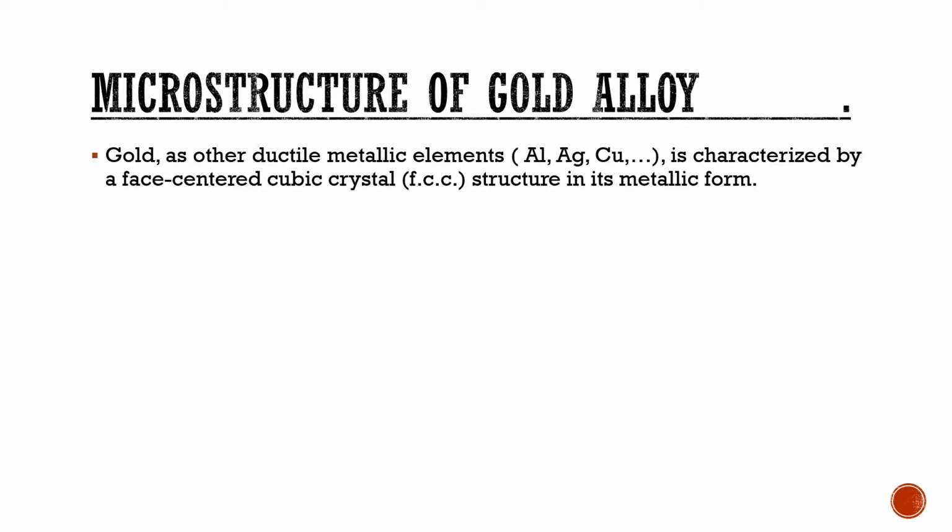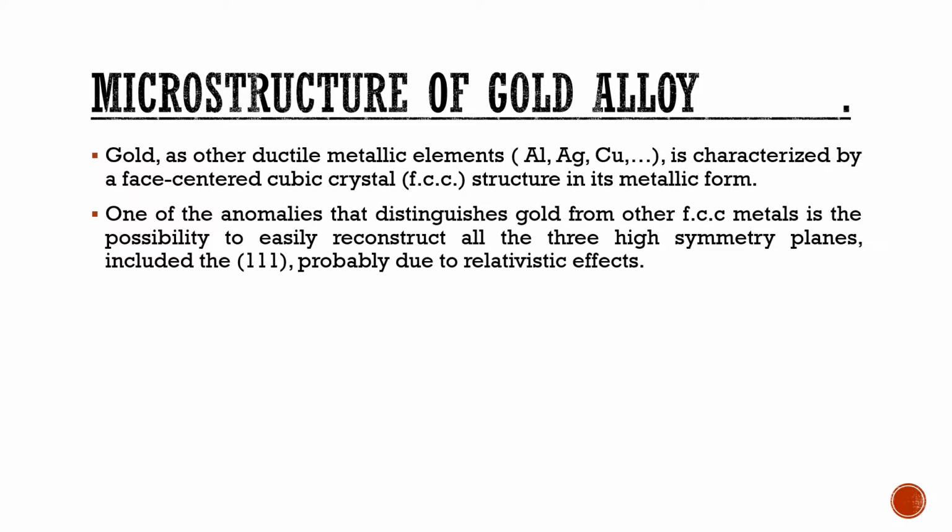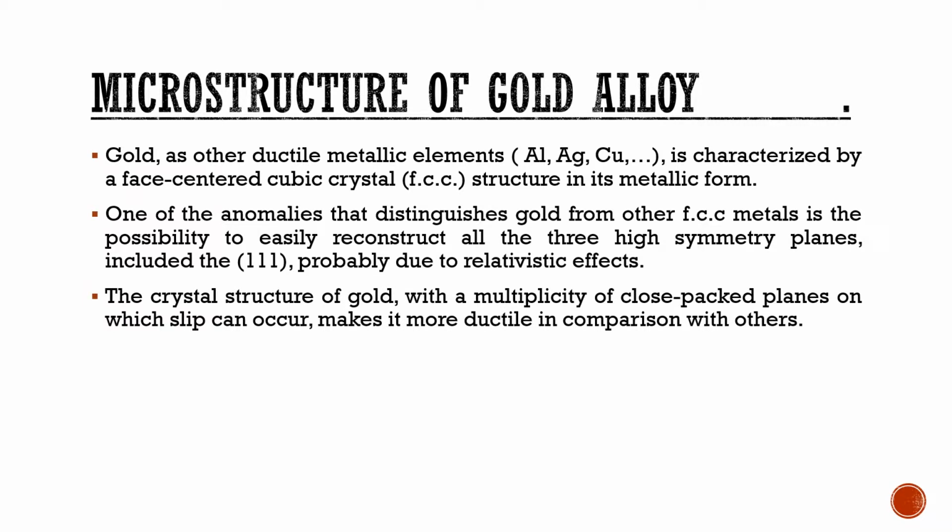Now I will move on to the microstructure of gold alloy. Gold, like other ductile metallic elements, is characterized by a face-centered cubic (FCC) crystal structure in its metallic form. One of the anomalies that distinguish gold from other FCC metals is the possibility to easily reconstruct all the three high symmetry planes, probably due to relativistic effects. The crystal structure of gold, with a multiplicity of closed packed planes on which slip can occur, makes it more ductile in comparison with others.